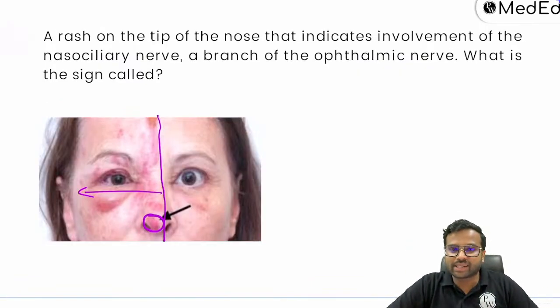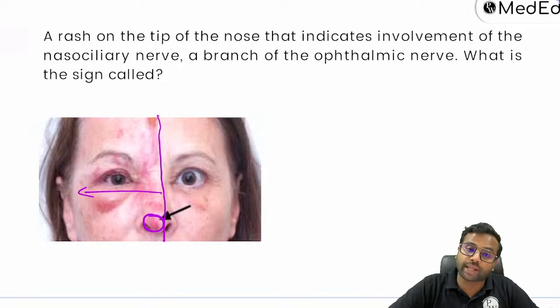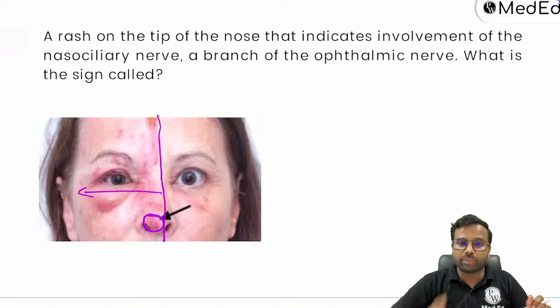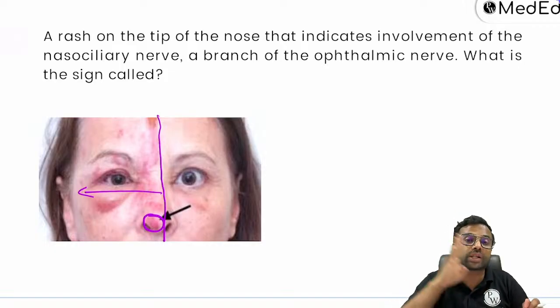Please try to make a guess, what clinical sign is this? Yes, so I'm getting the answer that herpes zoster ophthalmicus. Very good. The diagnosis should be herpes zoster ophthalmicus because the lesions do not cross the midline.